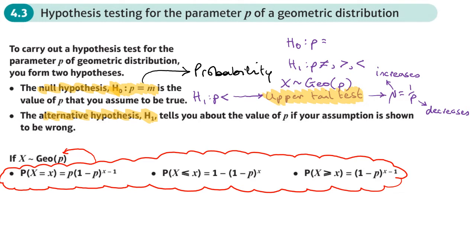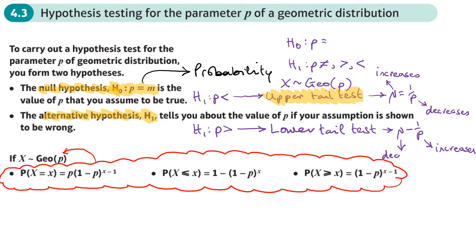So the opposite will be true for H1. If we're looking for an increase in P, we do a lower tail test, for the same reason. Because the mean is 1 over P, as P increases the mean decreases. So do watch out for that: it's the opposite way around to what we've been used to with all the other hypothesis testing.